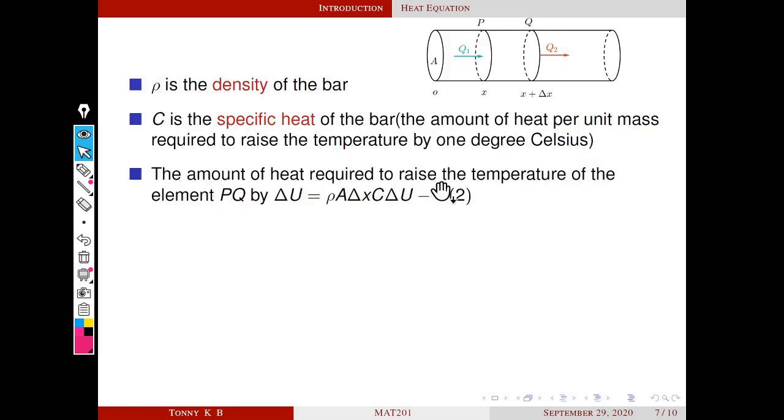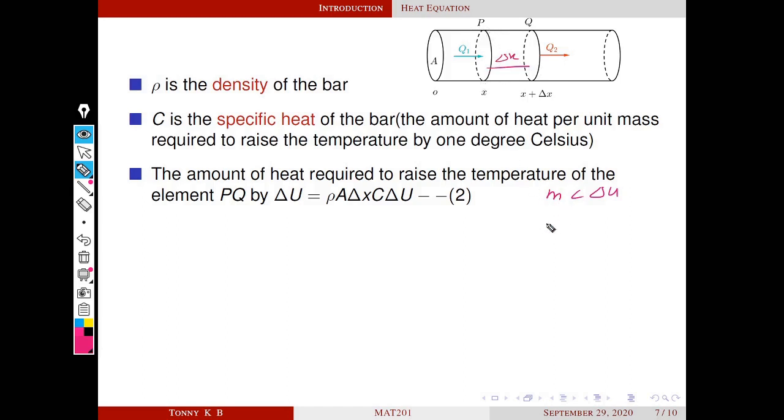So the amount of heat required to raise the temperature of the element PQ by delta U. We have seen that this PQ has retained some heat energy. Due to that heat, there is a temperature difference in PQ. That temperature difference is delta U. Here delta U stands for the corresponding temperature change in PQ. So using specific heat, the amount of heat required to raise the temperature of the element PQ by delta U is m c delta U. Here delta U is the temperature change. M is the mass. Here our length of the segment is delta x and rho is the density.